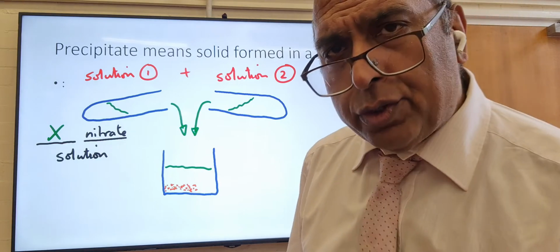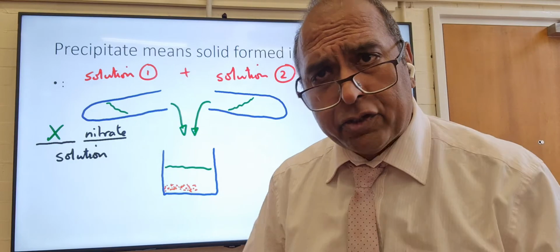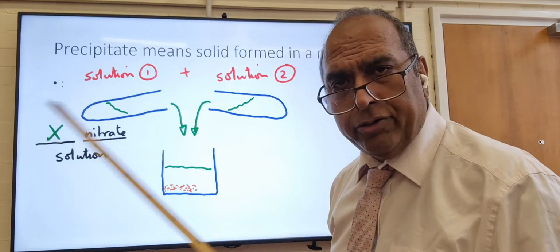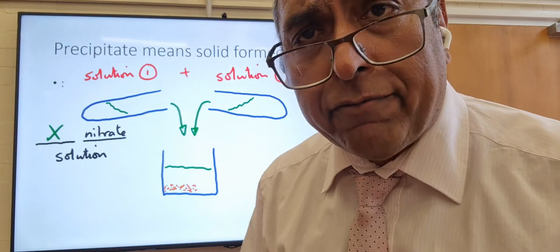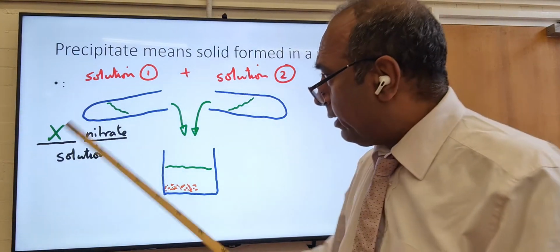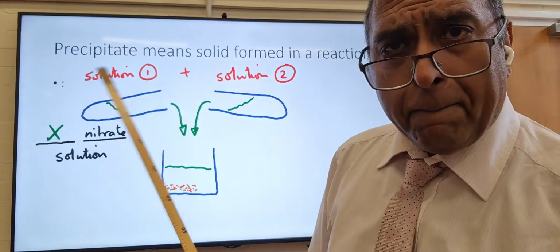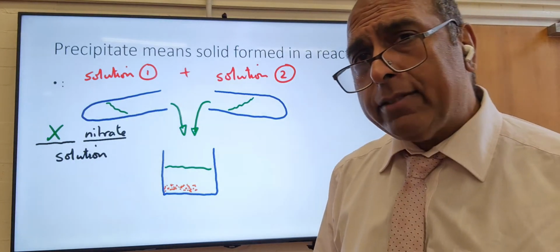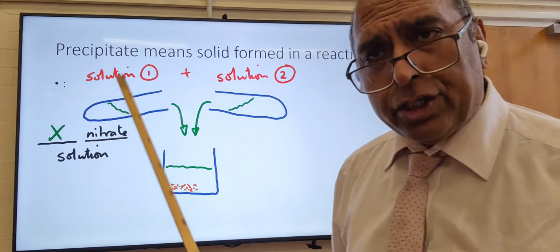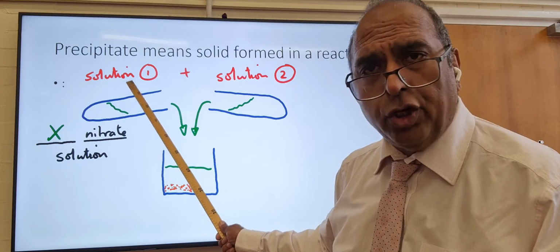Now I've used the letter X as the first part of the name of the salt. So say you want to make lead chloride, start with lead nitrate. Say you want to make barium sulfate, start with barium nitrate. Whatever it is you're trying to make, start with that nitrate. Now the good thing about picking a nitrate is that all nitrates dissolve. So whatever you start with, dissolve it in water, you can guarantee it will be a solution.